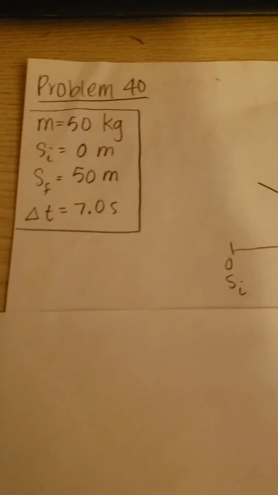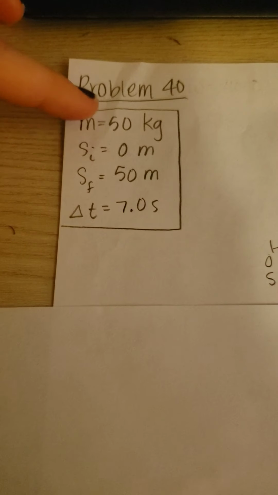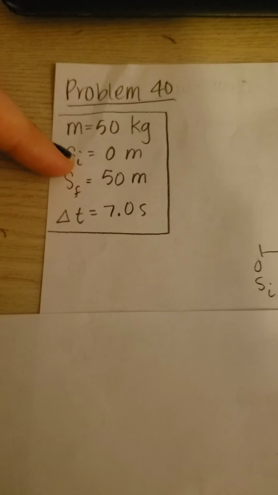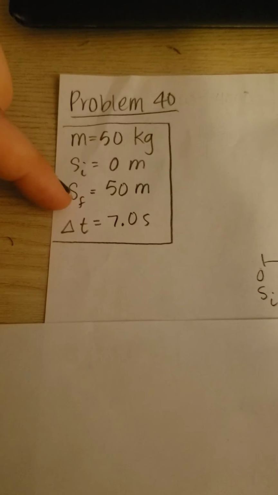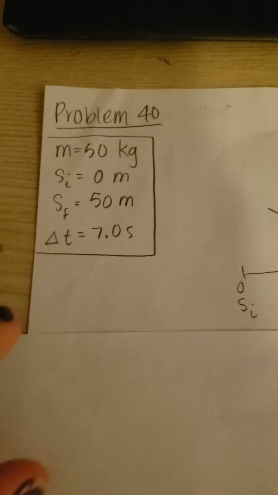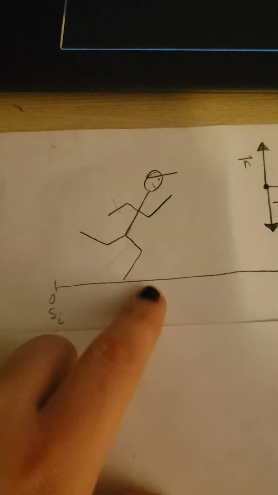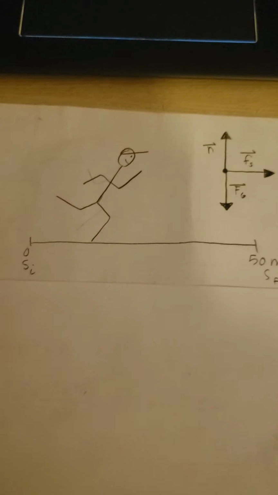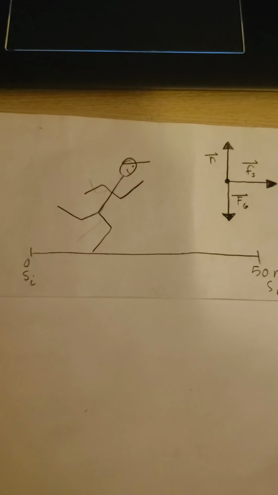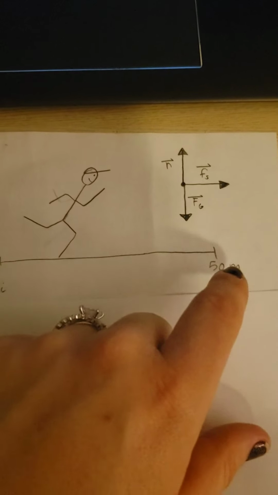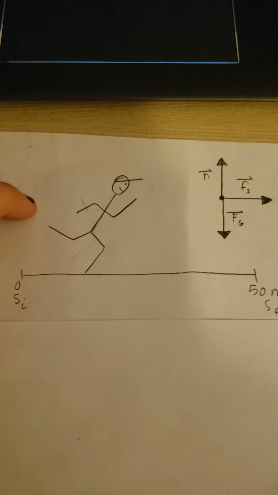So I started out by listing all the variables given to us. We have our mass at 50 kilograms, our initial position at 0 meters, our final position at 50 meters, and our change in time is going to be 7 seconds. And I've drawn out our little sprinter guy on an axis here. Same, we've got 0 meters starting, 50 meters final.